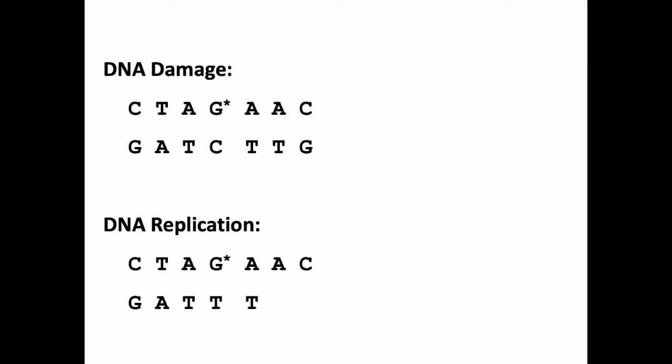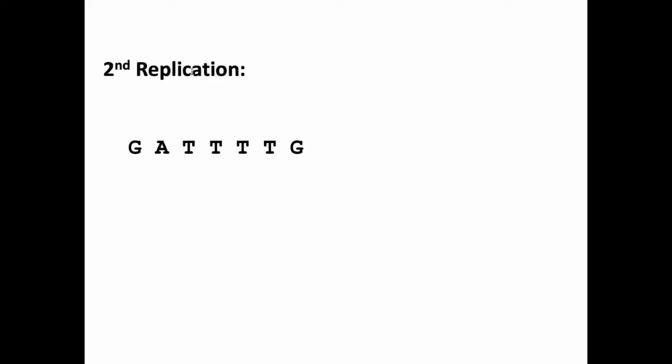And then the rest is going to be normal, A's to T's, A's to T's, C's to G's, and there we go. At this point, we can still try to fix things. But what becomes truly catastrophic is when we do a second replication.